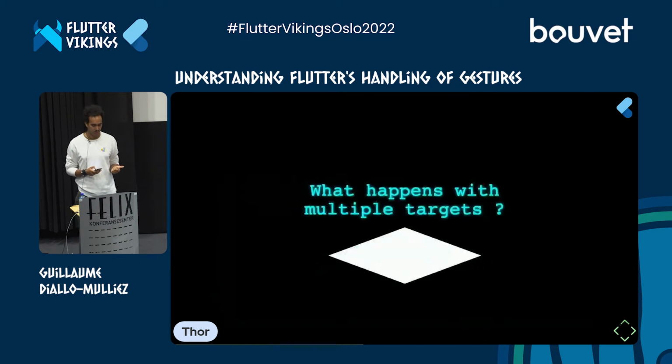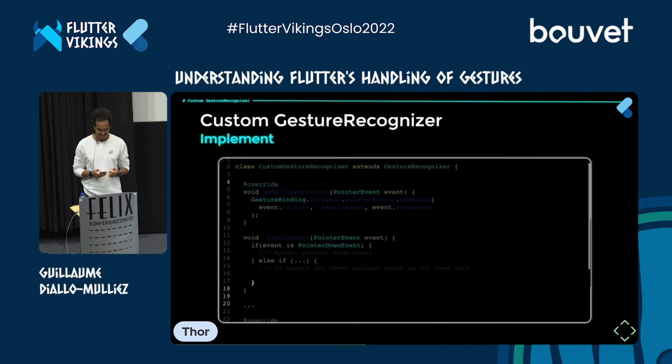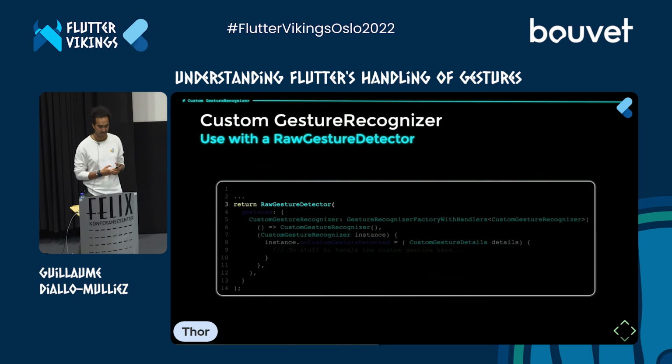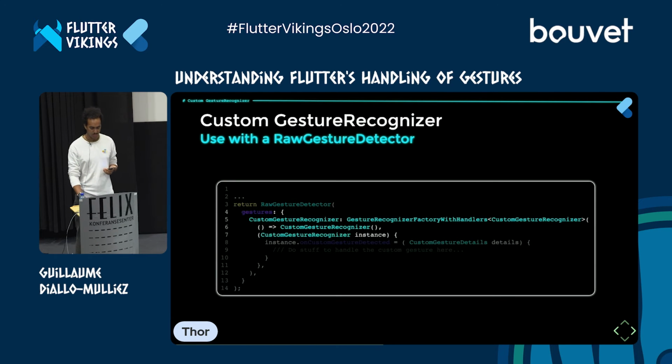Finally, when you're done, you can, for example, wait for the pointer up event and then call some callback on your recognizer to let the rest of your application know that your gesture is over and finally well detected. So there you go. You have a basic raw implementation of your gesture recognizer, and you can use it by passing it to your raw gesture detector. So you can see the link between the two.